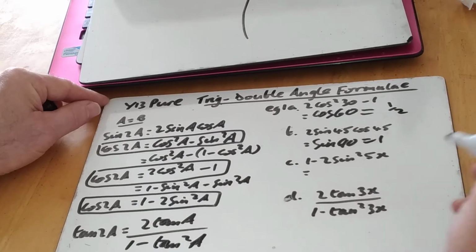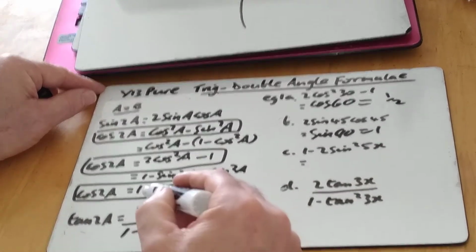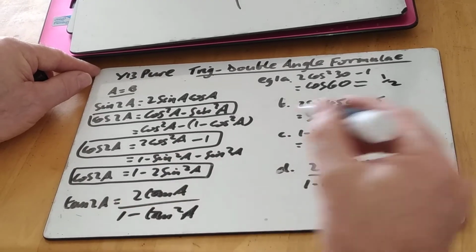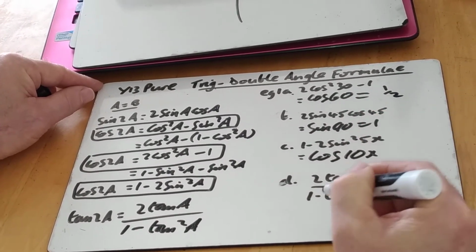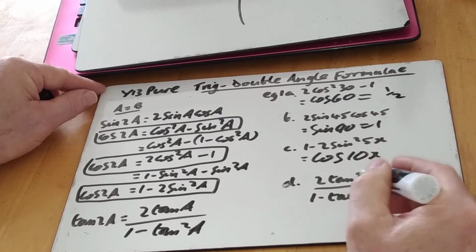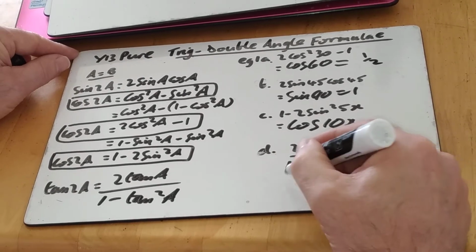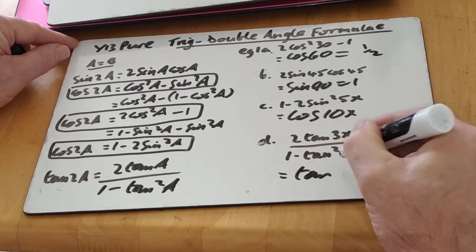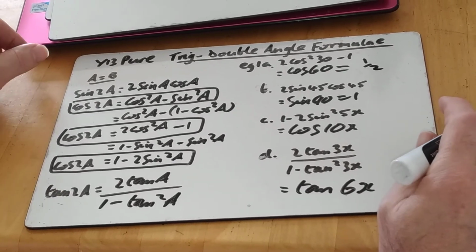These ones are in terms of x, so leave them in terms of x. 1 minus 2 sine squared is this version of cos 2a here, so it's cos of the double angle, which is 10x, and 2 tan over 1 minus tan squared is tan 2a, where a equals 3x, so that becomes tan of double 3x, which is 6x. So that's just rewriting the expressions there.